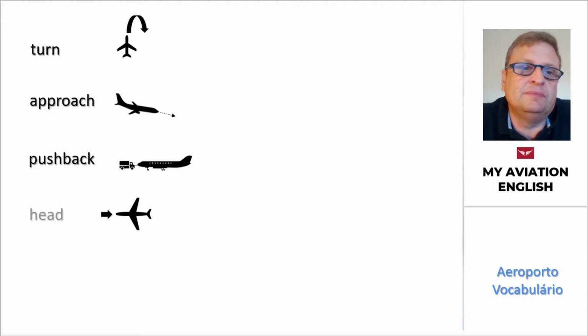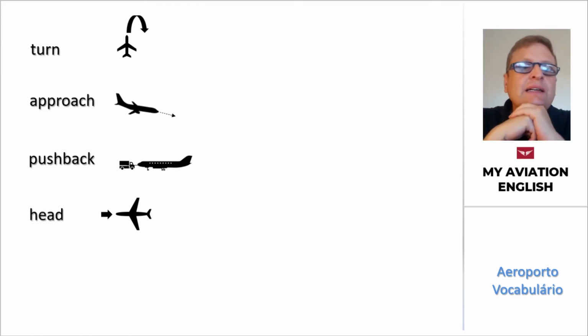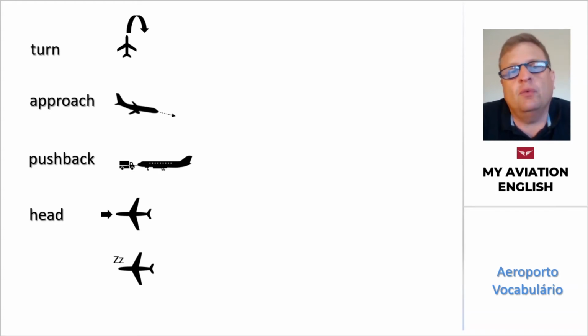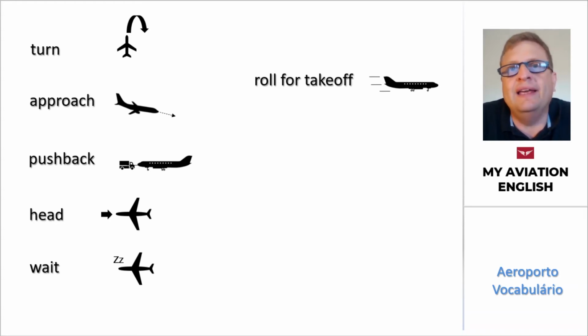Yes. Head, tá? Head. O heading, tá? Heading. Um avião com ZZZ. What is this? Waiting. Esperando, aguardando. What is this picture? What is this aircraft doing? Roll for takeoff. Rolling, tá? Correndo para decolagem.